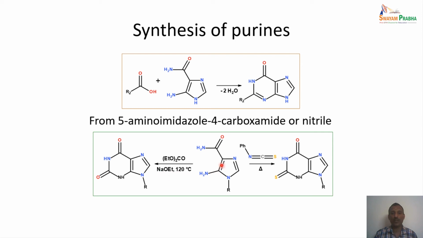And when we start from the same intermediate where the nitrogen is substituted in the imidazole derivative, we can also use isothiocyanate to form this kind of purine derivative, or we can also use anhydrides as shown here, which leads to this particular product.